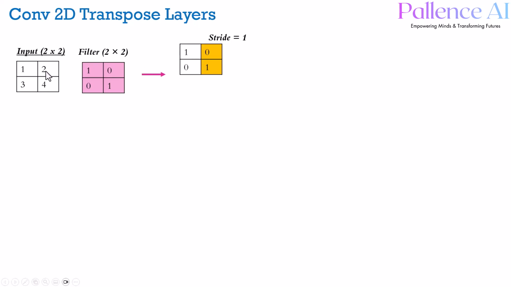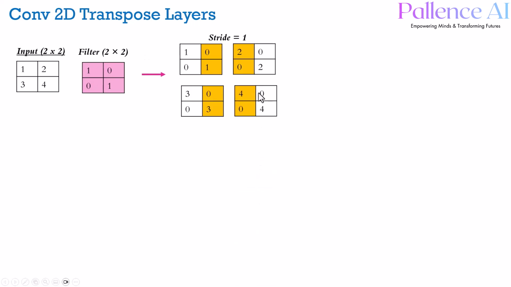Next, I'm going to take the 2 in the input and multiply that with the filter values. I'm going to get 2, 0, 0, 2. Make sense? Now I'm going to take the 3 and multiply with the filter, so I get 3, 0, 0, 3. Then I take 4 and multiply with the filter, and I get 4, 0, 0, 4. Stride equal to 1 means the filter moves just one window.